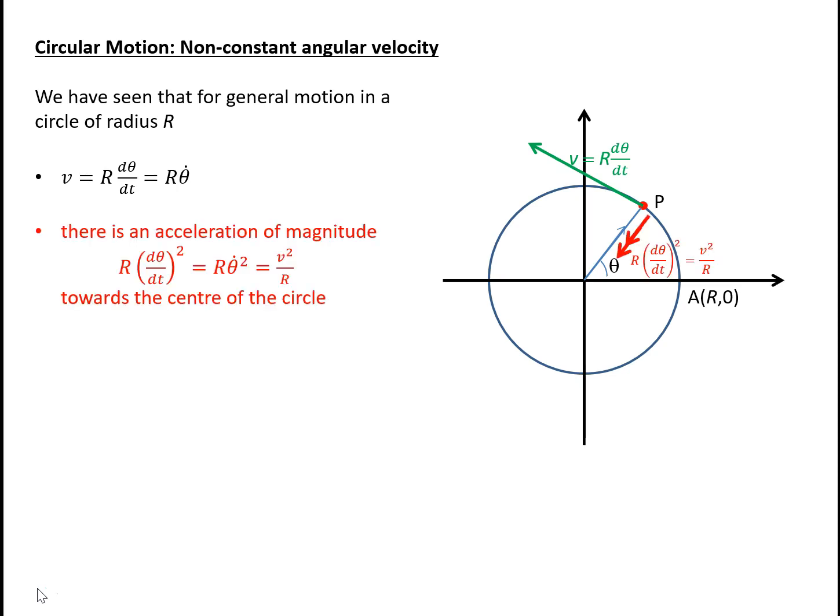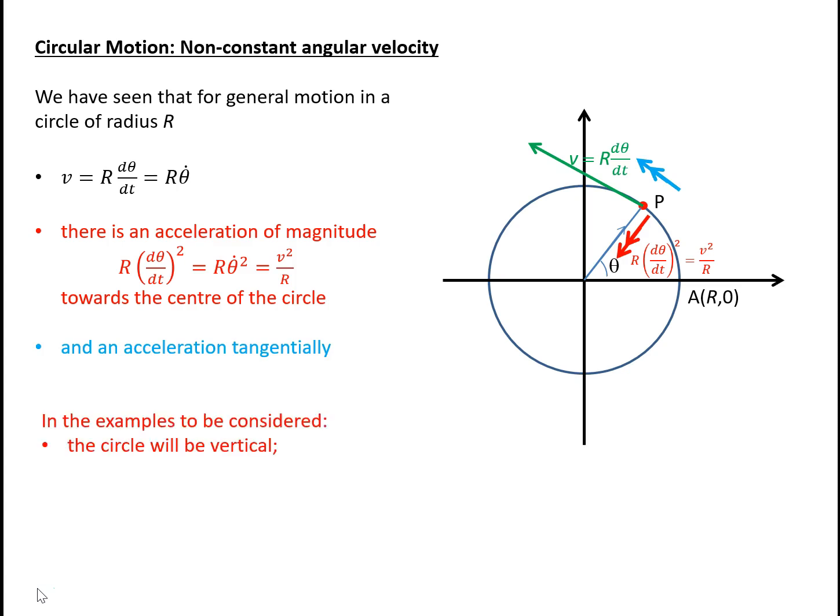We've also seen that there's an acceleration of magnitude r times the angular velocity squared, or v squared over r, towards the centre of the circle, and there is a tangential acceleration as well.